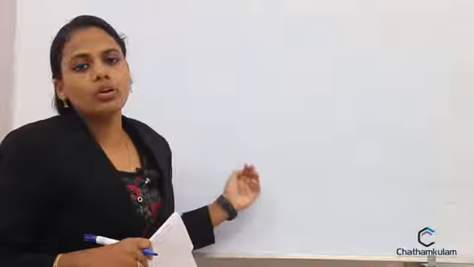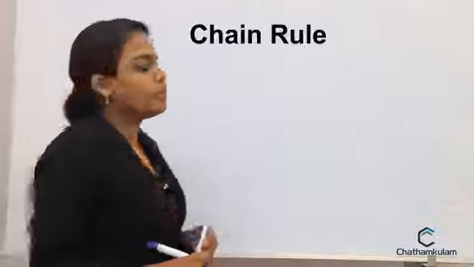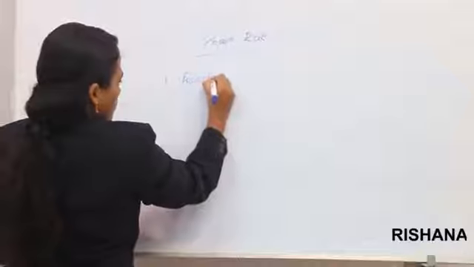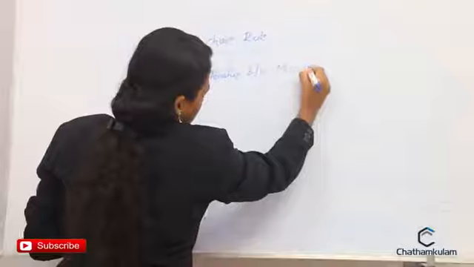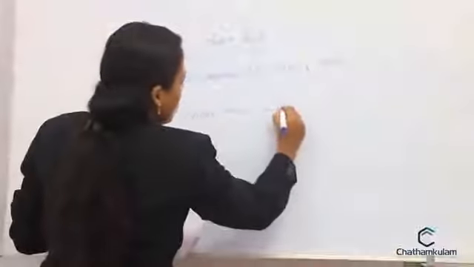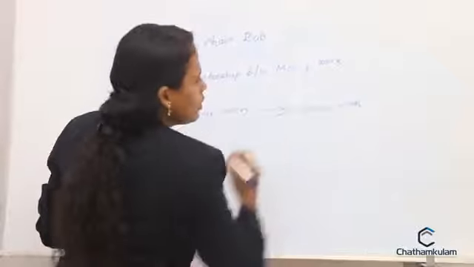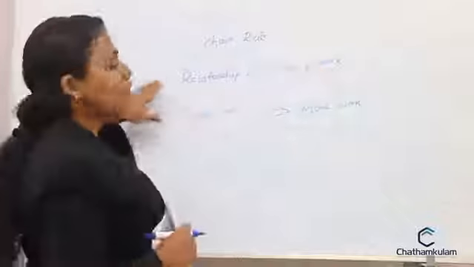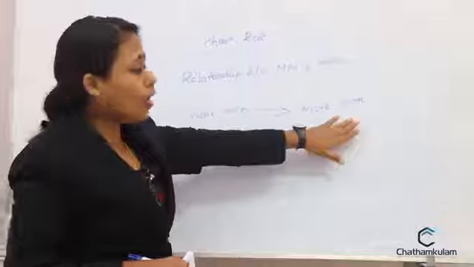time related problems. We will see the last concept or last rule of work and time, which is the chain rule. So we will see the theoretical part of the chain rule. In this theoretical part we will see the relationship between men and work. More men can do more work. It's a basic simple concept in this chain rule. In the theoretical aspects of the chain rule, the first relationship is between men and work, and we can easily say that more men can do more work.